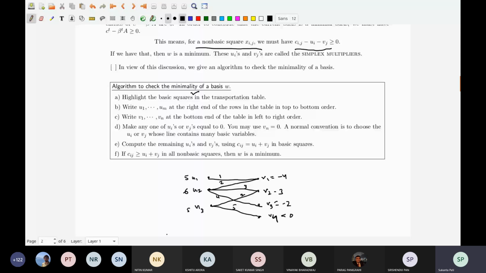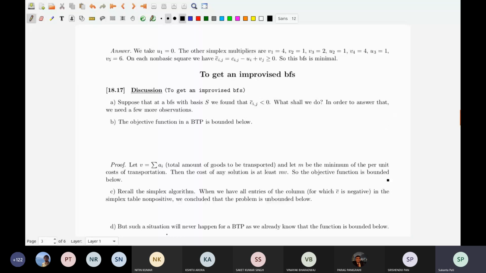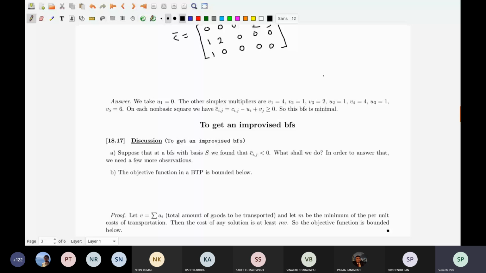Now, how to get an improved BFS? Assume that you had a BFS, so you created the transportation array, just as I did here, and then computed C bar. And in that C bar you are seeing some negative entries. Then what do you do? Earlier, the moment I saw a negative entry in C bar, I could use that variable as an entering variable.